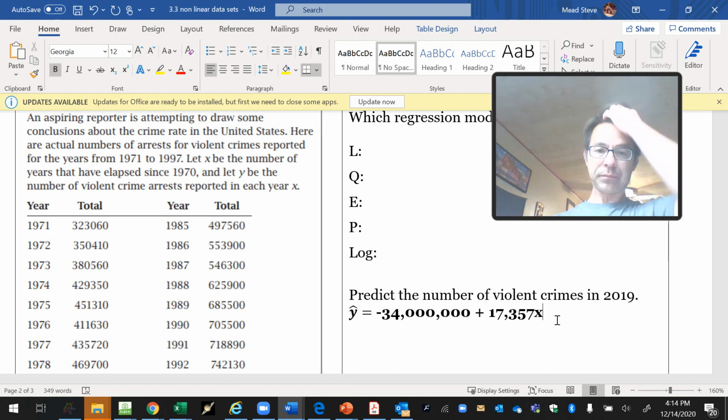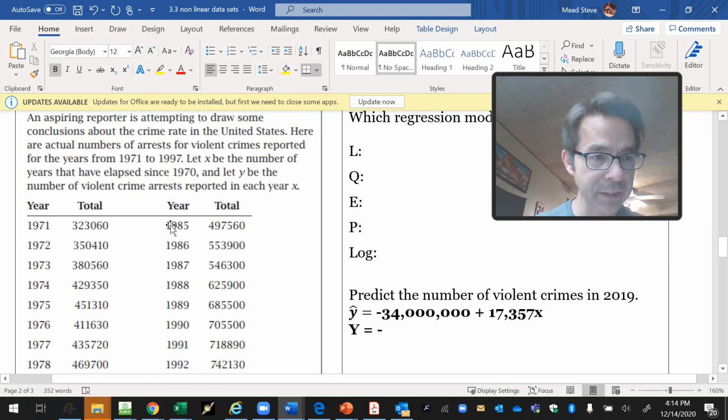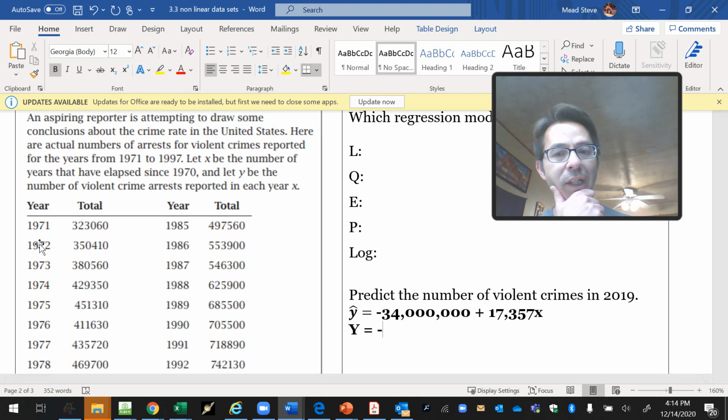Okay. And then it asks how many violent crimes were there in 2019. So in 2019, remember the start year is 1971. In the year 2019, that would be, let's see, 29 years plus another 19. 29 plus 19 is 38. So the x would be 38.